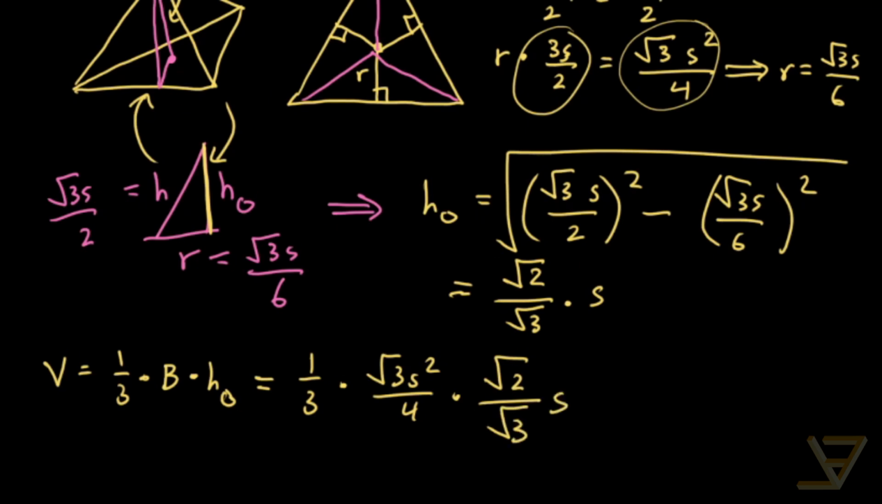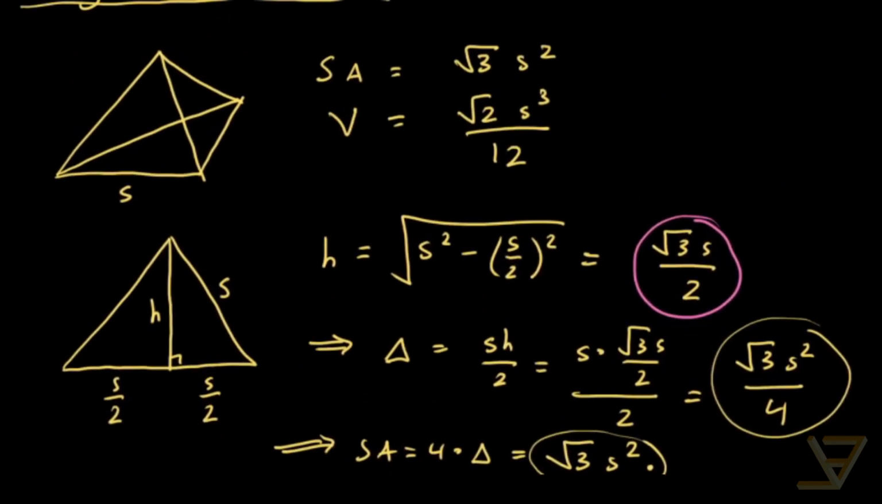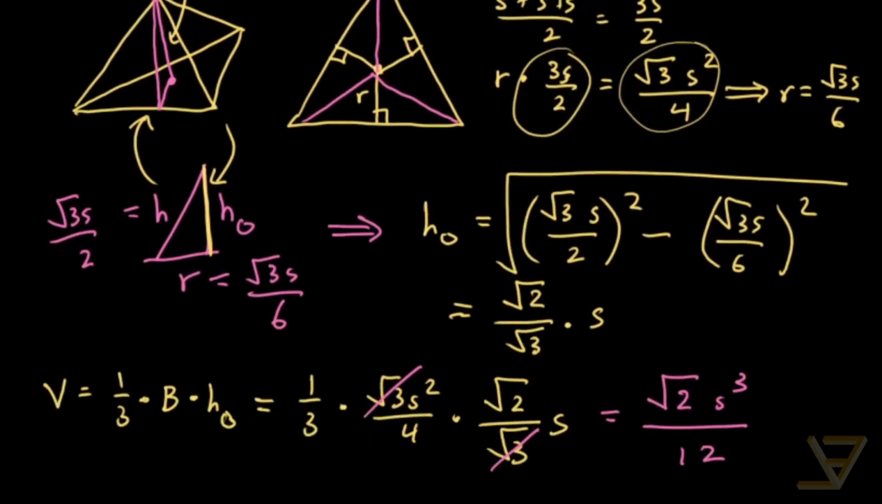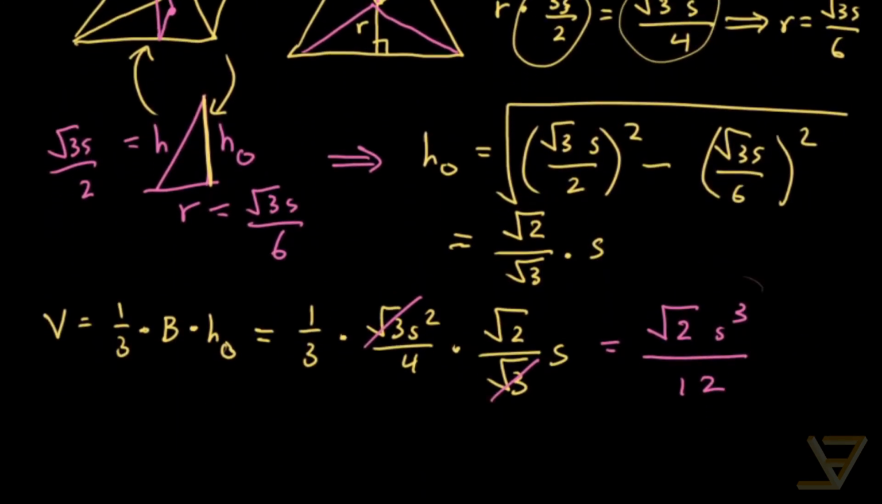And now we get some cancellations because the two square root of 3s cancel out. And what we're left with is square root of 2 s cubed over 12. And that's what we originally predicted the volume would be, square root of 2 s cubed over 12. And that's our final formula for the volume.